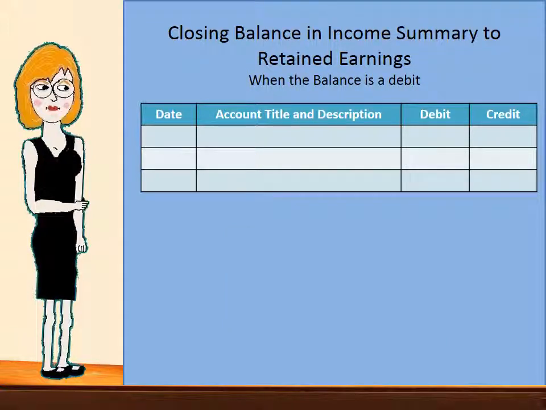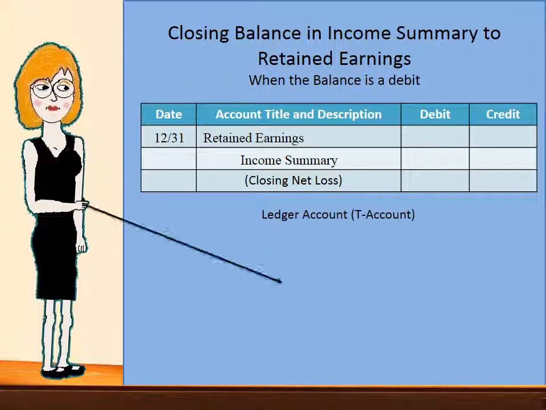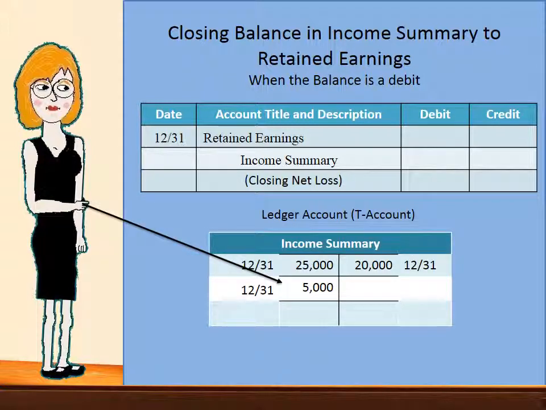Now, closing entries in income summary to retained earnings when the balance is a debit or a net loss. So it's the same date, 12/31. You're going to debit retained earnings this time and credit income summary. Closing the net loss. So again, let's look at the ledger account.